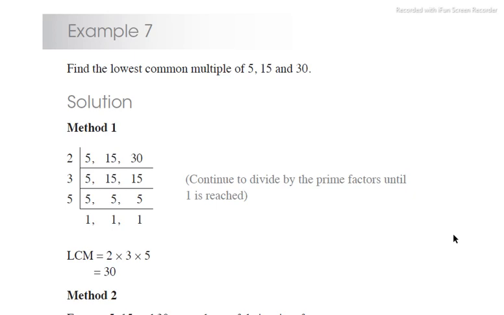And now, after reducing these values to 1, we multiply the divisors, which is a 2 times a 3 times a 5, to give us the LCM as 30.